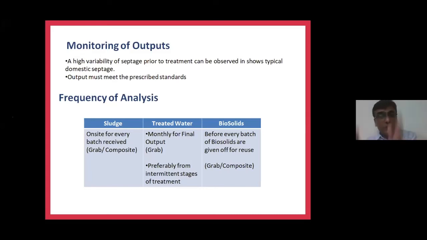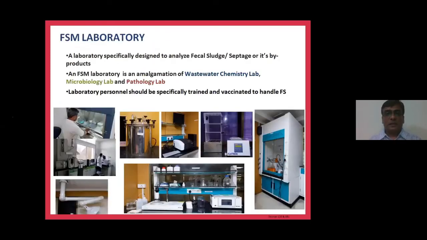Finally, when it comes to the biosolids, the solid part of the septage, a grab or a composite sample should be analyzed for all the parameters that we generally consider for its safe use or recycling. So for every batch going out of the STP or the FSTP, an analysis should be done to assure that something safe is going out of that particular area. Thank you.